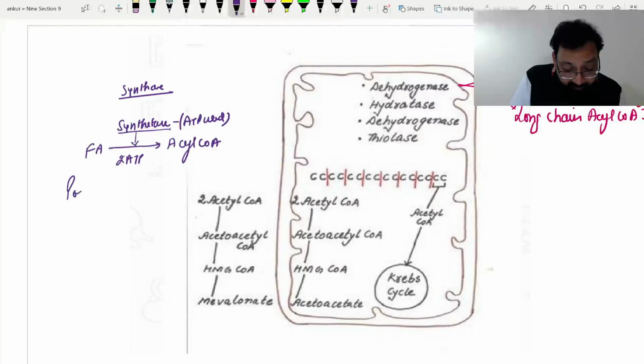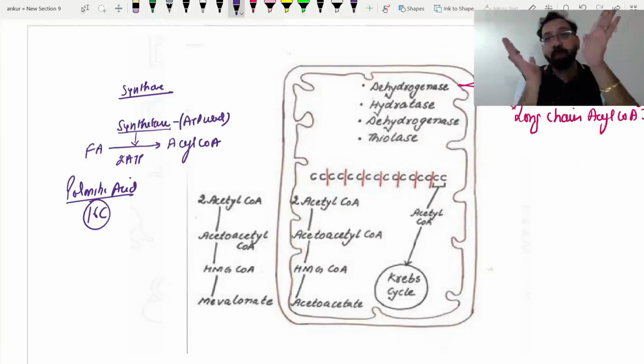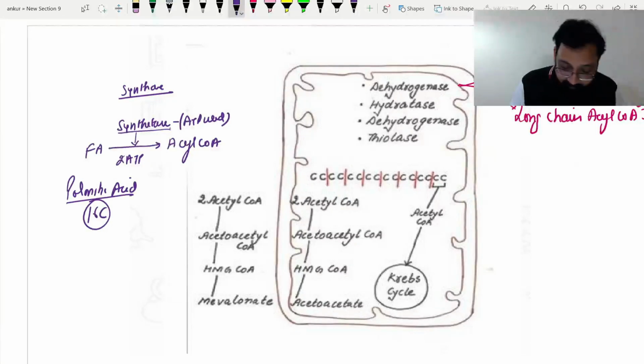If I take palmitic acid, how many carbon atoms are there? 16 carbon atoms. How to remember? 15, yes, 1 2 3 4 5 is 15, and palm is 16. So palmitic acid is a 16 carbon fatty acid. Now we want to produce energy from palmitic acid. First of all, this palmitic acid is activated. In this, 2 ATPs are used.